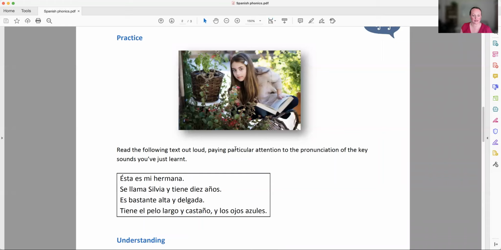Esta es mi hermana. Se llama Silvia y tiene 10 años. Es bastante alta y delgada. Tiene el pelo largo y castaño y los ojos azules.